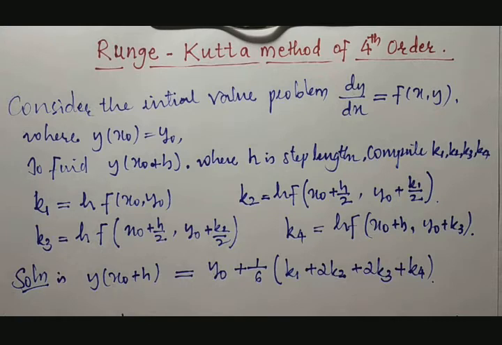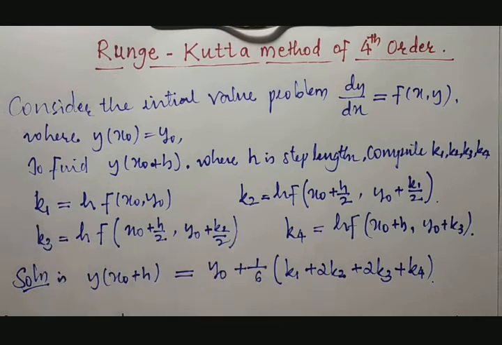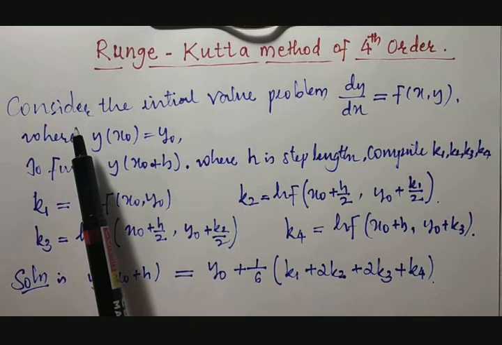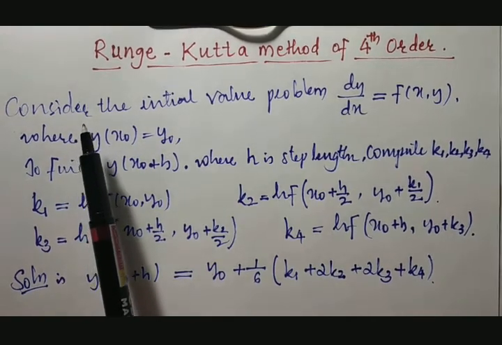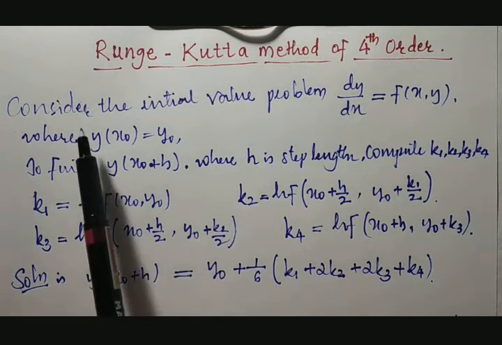In this session, we are going to discuss a unique method of obtaining a numerical solution of initial value problems, where an initial value problem is given along with its initial condition, and we need to obtain the next value by computing some factors like K1, K2, K3, K4. Let us understand what this method says and how best we can utilize this method to obtain a solution.